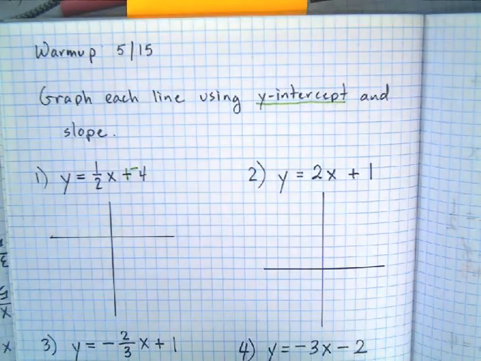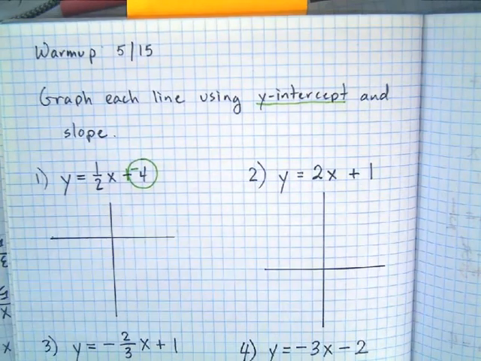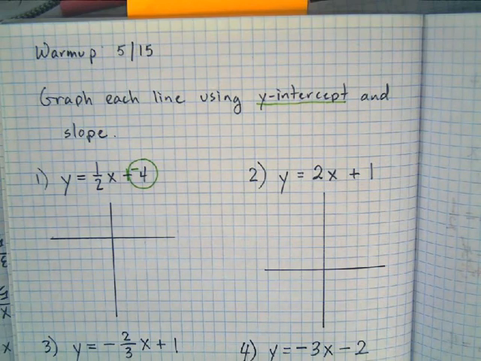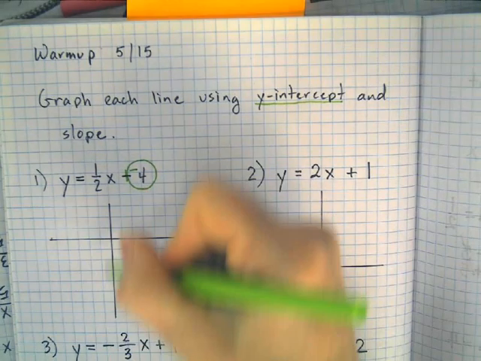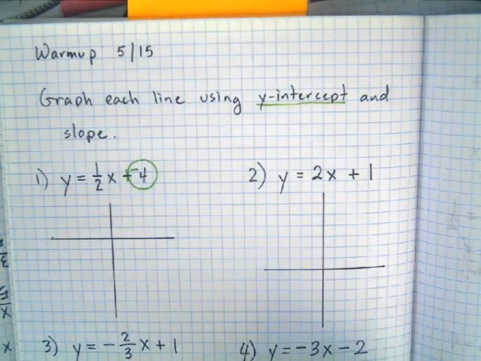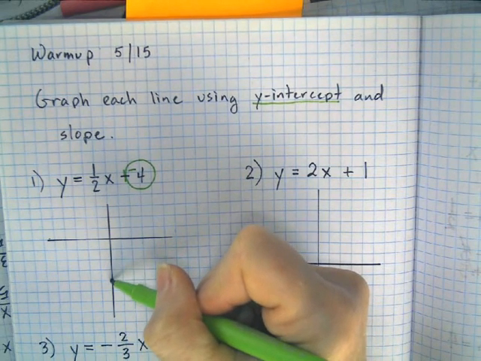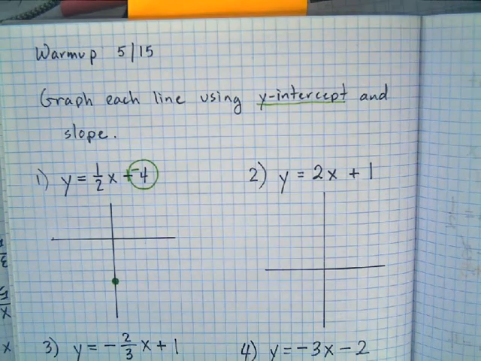So my y-intercept for this first equation is -4. We also call this the starting point because this is where we start. We start at y equals -4. This is the y-axis, so where is -4? It's down. 1, 2, 3, 4 spaces down. There is my -4. Now I'm going to use my slope.